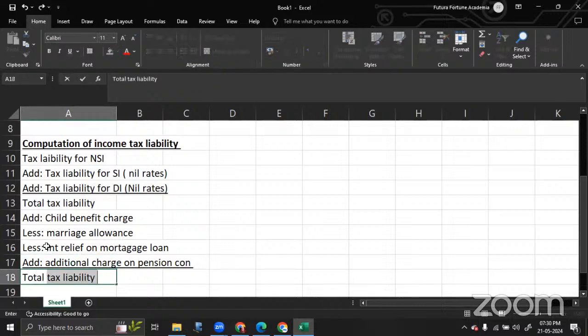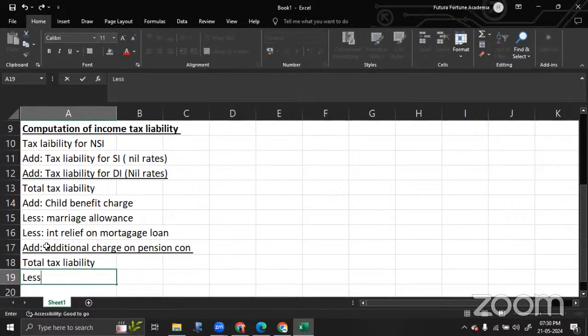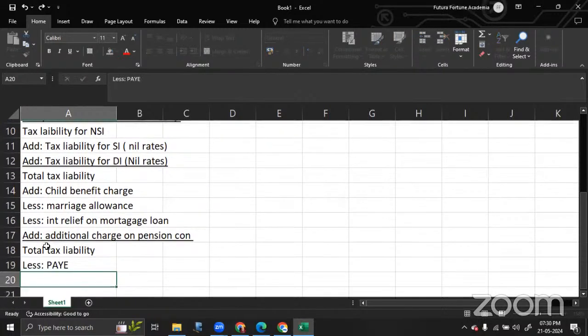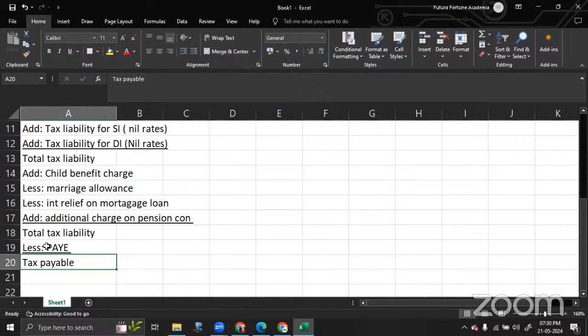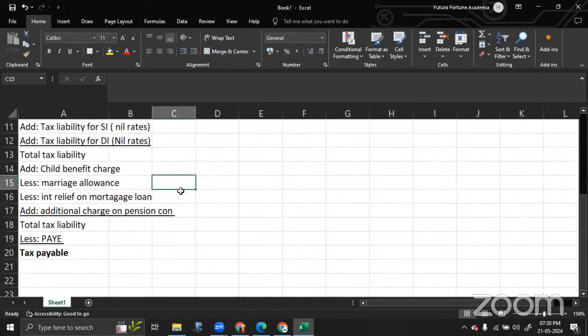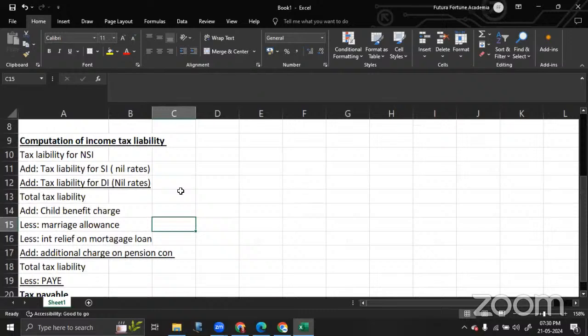Finally, this is your total tax liability. And from this, you will have to deduct PAYE. And once you deduct PAYE, you will get your tax payable. Okay, so don't worry, you will not be given a question where you'll have to apply all this knowledge.